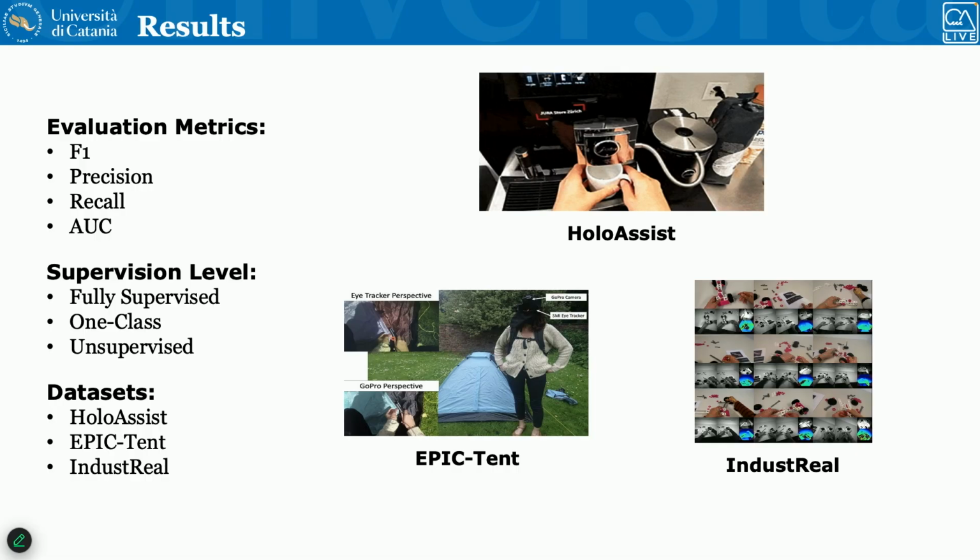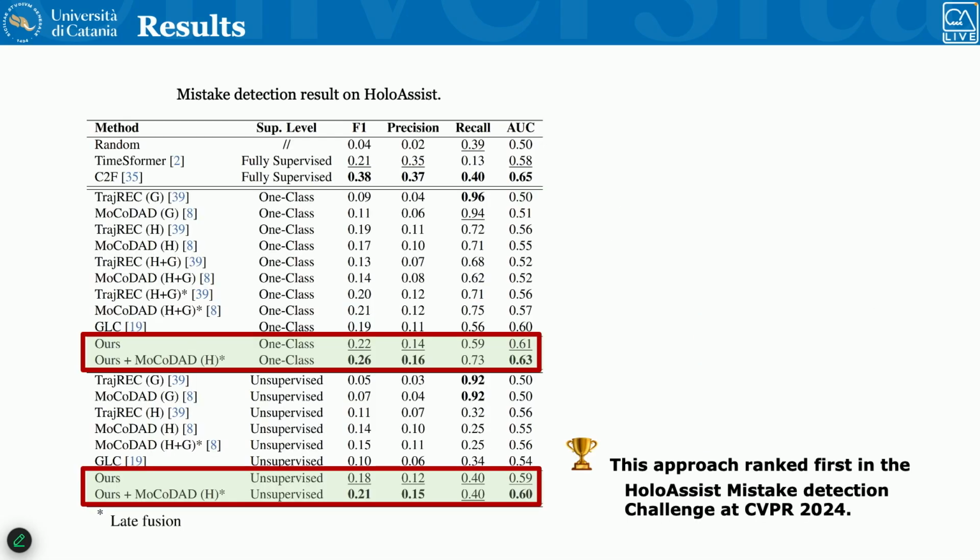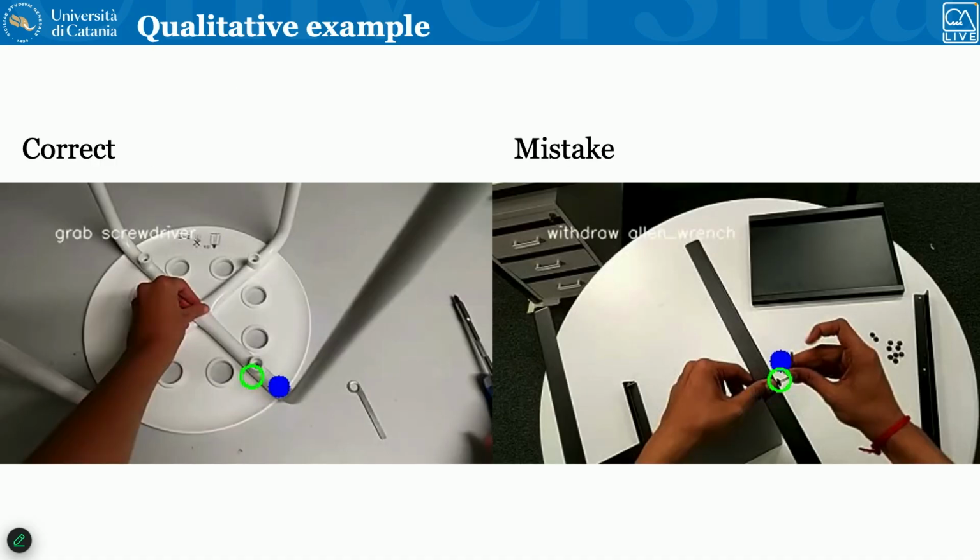As standard for mistake detection, we evaluate using F1 score, precision, recall, and area under the curve. As a supervision level, we tested fully supervised, one-class supervised, and unsupervised approaches, and we tested on popular datasets including gaze information and also mistake labels, such as HoloAssist, EPIC-Tent, and Industrial. Our proposed approach outperformed the considered baselines, and it was also ranked first last year in the mistake detection challenge of HoloAssist.